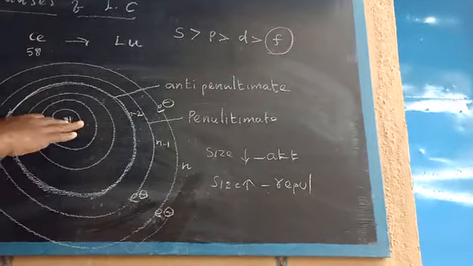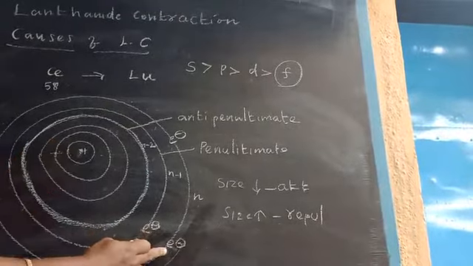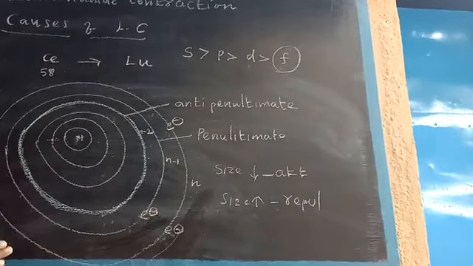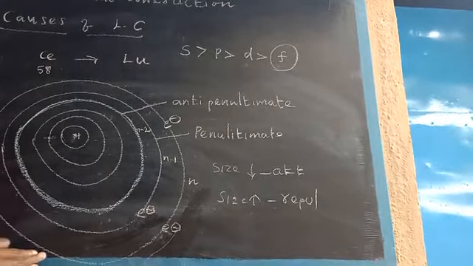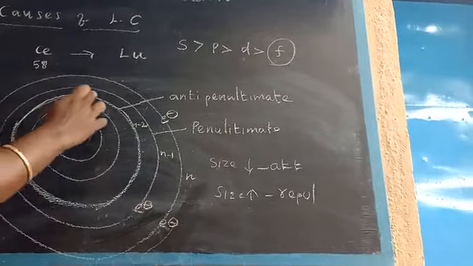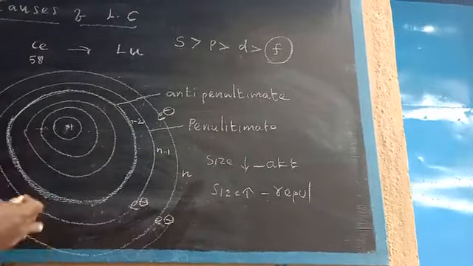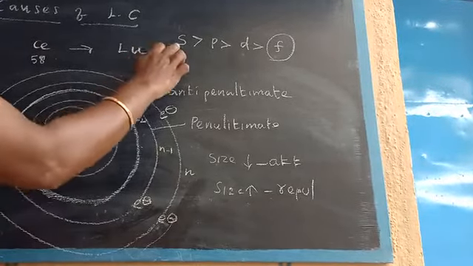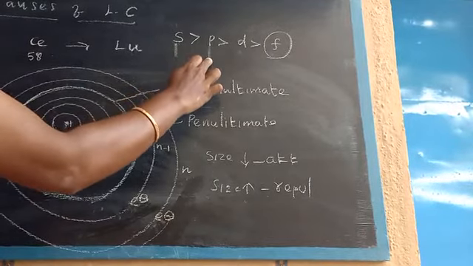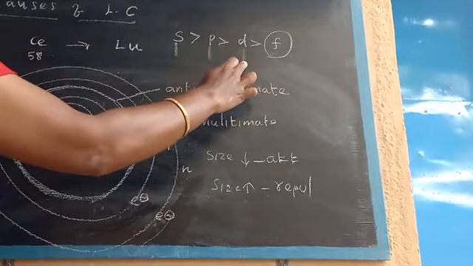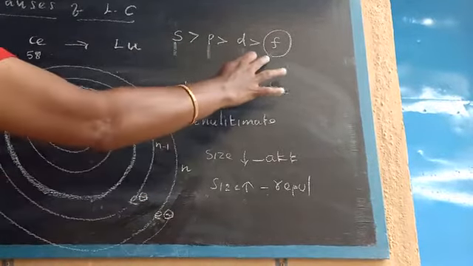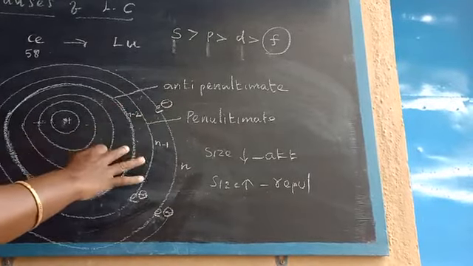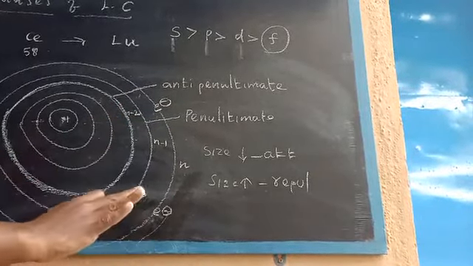Already, now attraction: positive and negative, so attraction takes place, it moves inwards, and the size decreases. This is the reason. Another one: why does this F orbital have a poor shielding effect? Because it has a diffused shape. S orbital means spherical shape, P orbital dumbbell shape, D orbital double dumbbell shape. This one is a rigid structure, and this one is a diffused shape, meaning it is spread out. Due to this reason the F orbital acts as a poor shielding effect.